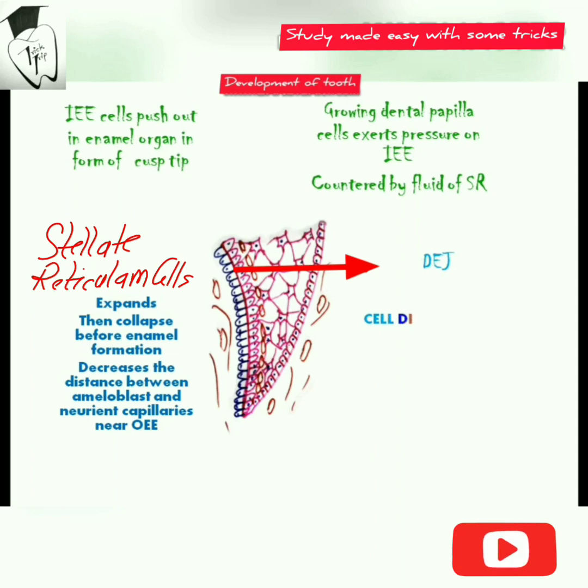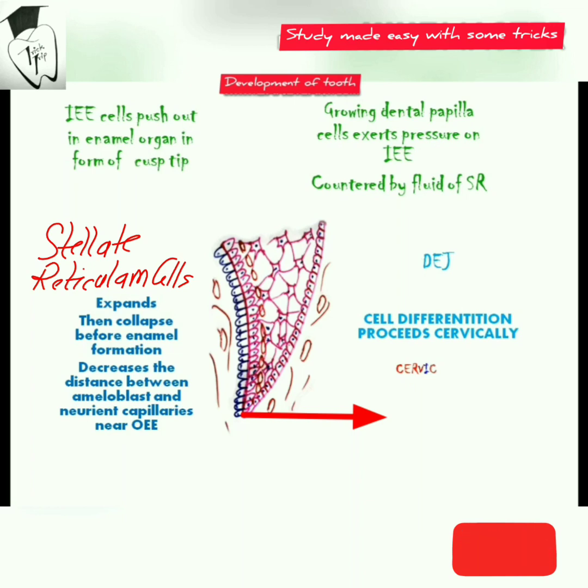Here is the future DEJ, or dentino-enamel junction, and the cell differentiation proceeds cervically. So the inner enamel epithelial cells and the outer enamel epithelial cells meet cervically to form the cervical loop. This area is called the zone of reflection, and there is intense mitotic activity in this area. Now what happens to the dental lamina? It breaks up into small islands of epithelial cells, and the remnants are called the cell rests of Serres.